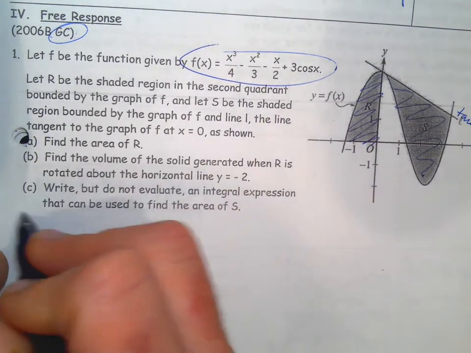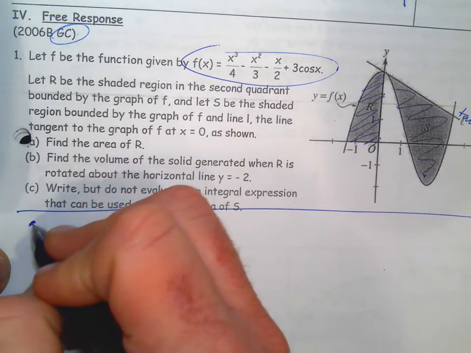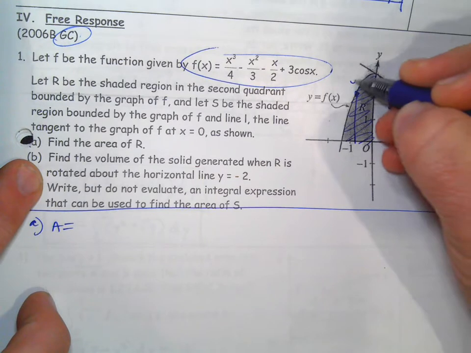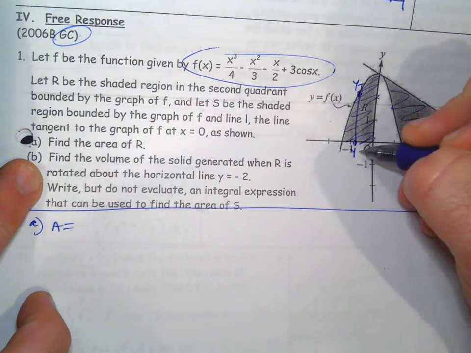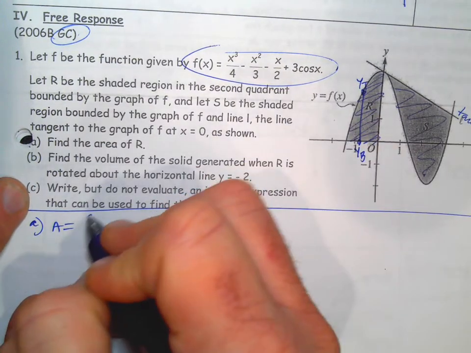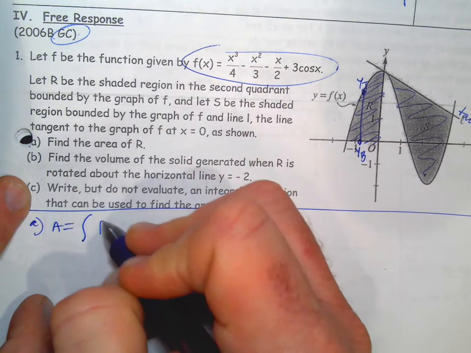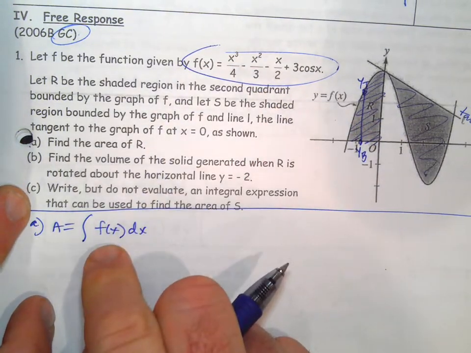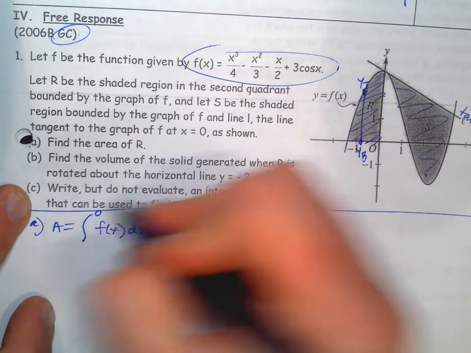So if we're going to find R, that's just y top minus y bottom. It's really just the area under that one curve, so it's just going to be f of x. You could actually write it out, but they named it f of x, so you're okay with that. The one thing you need to figure out is the limits.